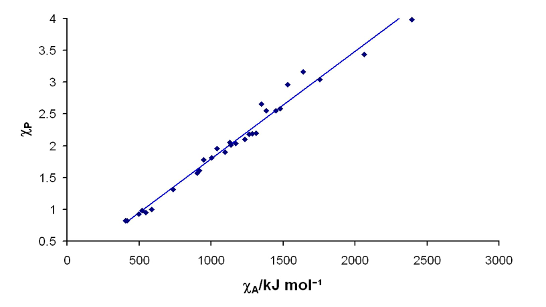Topic: Allred-Rochow electronegativity. A. Louis Allred and Eugene G. Rochow considered that electronegativity should be related to the charge experienced by an electron on the surface of an atom. The higher the charge per unit area of atomic surface, the greater the tendency of that atom to attract electrons.